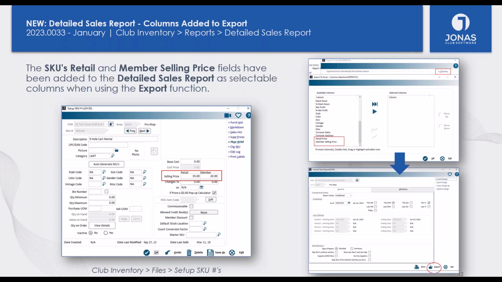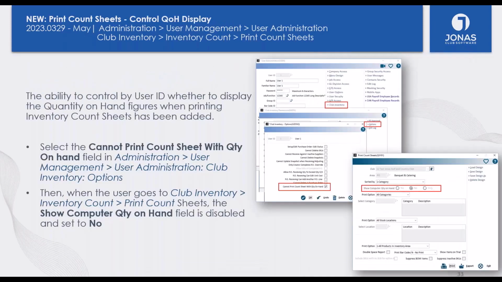So next up, we've got an enhancement to the print count sheets program in inventory. What we've done here is add the ability to restrict displaying the quantity on hand. So this is actually a user security permission. You can go to certain users or user groups and tell it that they cannot print a count sheet with a quantity on hand.